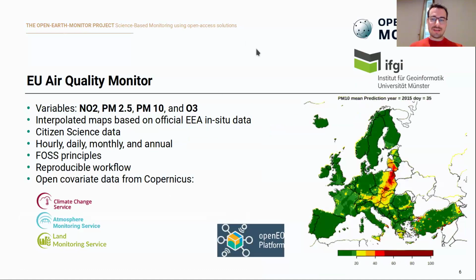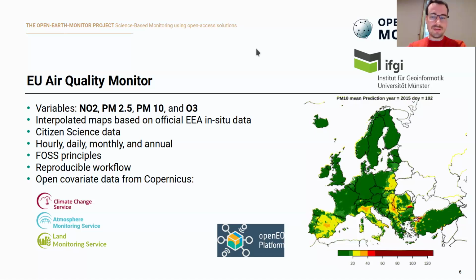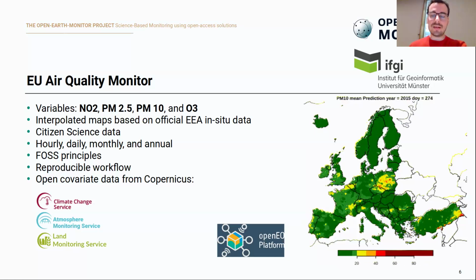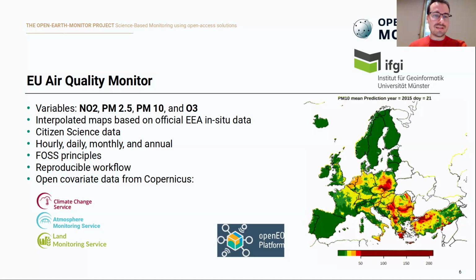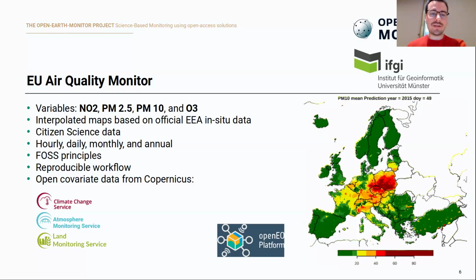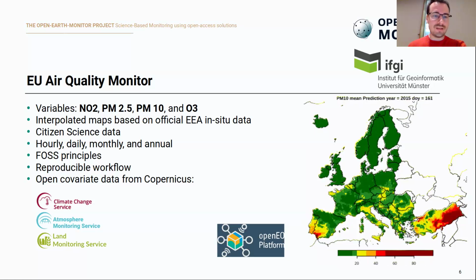I will spend a bit more time talking about the EU air quality monitor because I believe it will not be explicitly introduced in the workshop that we have. So the air quality monitor is another use case that is implemented by the University of Münster. And it is about monitoring the following variables. So nitrogen dioxide, particulate matter 2.5 and 10, and also ozone throughout the entirety of EU.